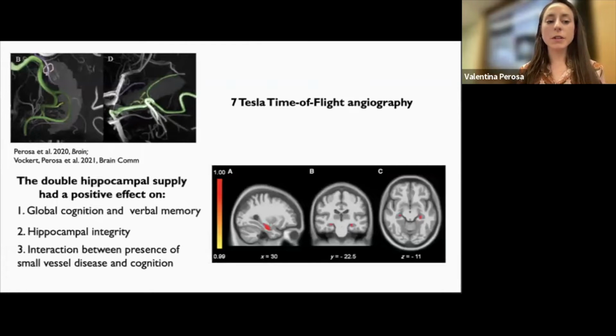And what we saw was that patients that had at least one doubly supplied hippocampus had better cognition and better verbal memory, and also there was better hippocampal integrity when using VBM on these high resolution scans. But another point was that this was particularly relevant for patients who also had small vessel disease. So the single supply was a worse risk factor for worse cognition in case of small vessel disease.